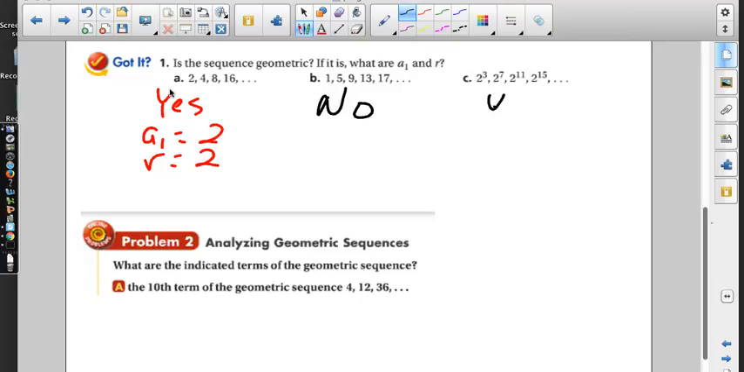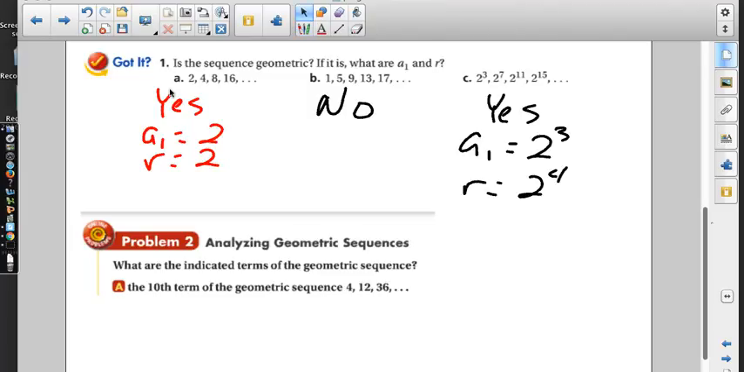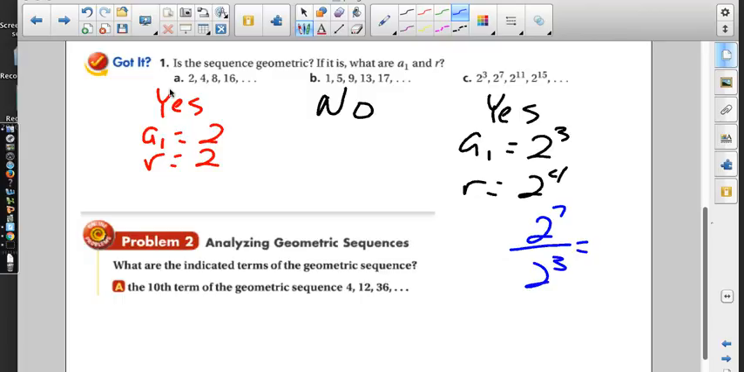How about C? Yes. A sub 1 is 2 to the third, and r is 2 to the fourth. So what we had to remember there was when the base is the same, we add exponents to get to the next term. Again, you could do it this way: if I'm having trouble seeing this, I'm going to take any term and divide it by the previous term. Well, now we can see it. Hey, it's subtraction. It should be 2 to the 4th. So if you don't see it right away, don't stress. Just remember, common ratio means we can write that as a fraction.